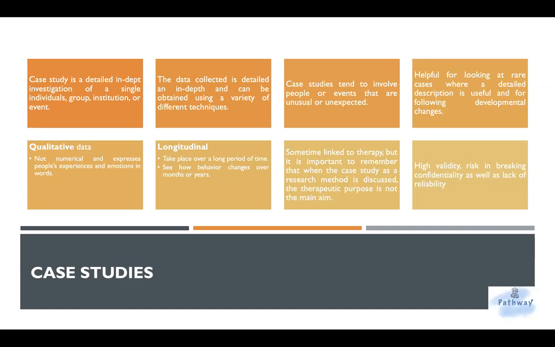So one way that the validity can be improved is through using triangulation, where different methods are used within the same case study to obtain the same information. So, one, you could start out by observing them, and then two, interviewing them, and then ask their relatives, their family, to fill out some questionnaires. So if the same results are obtained by all the methods, this suggests that the results are valid.